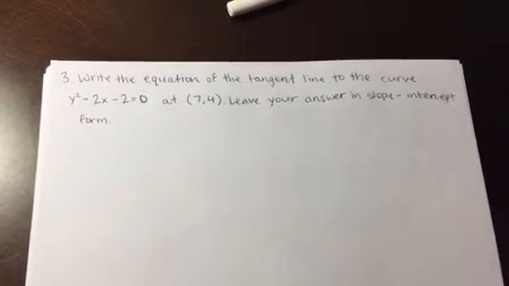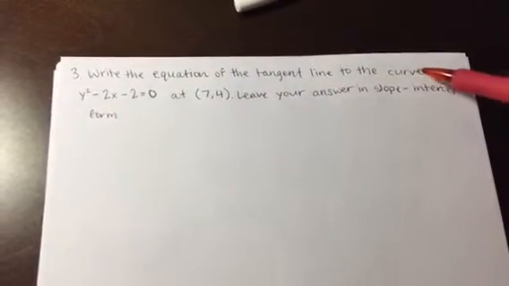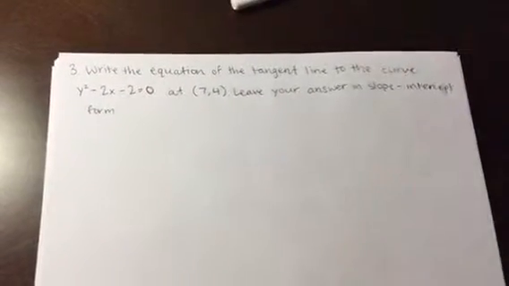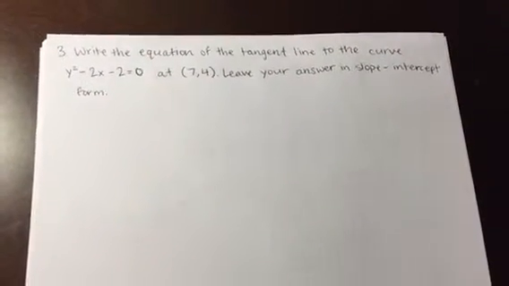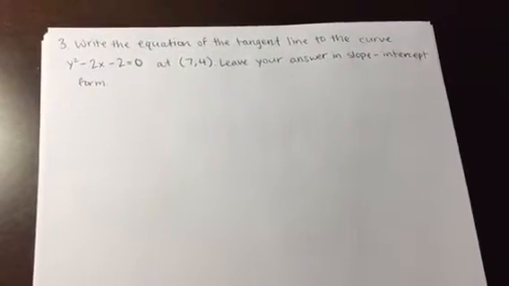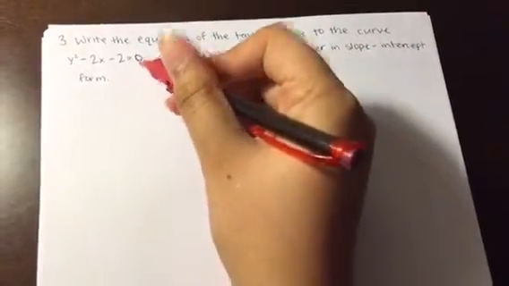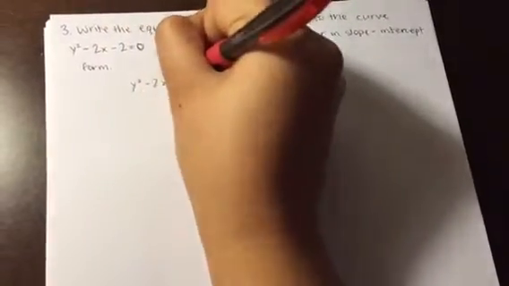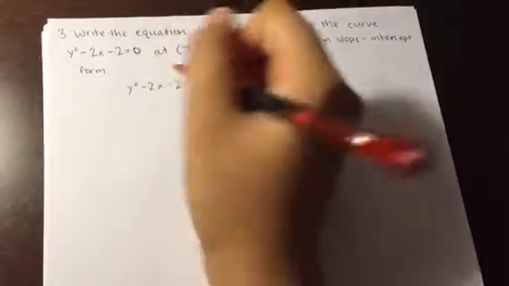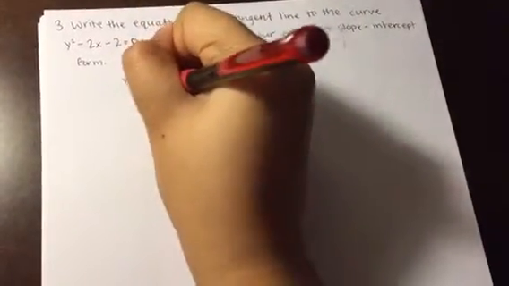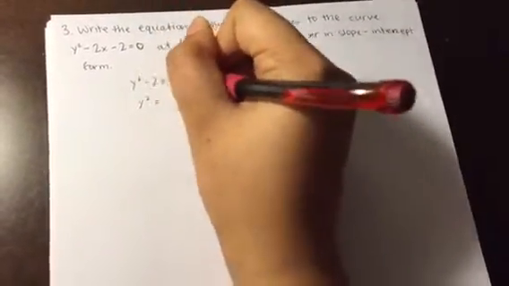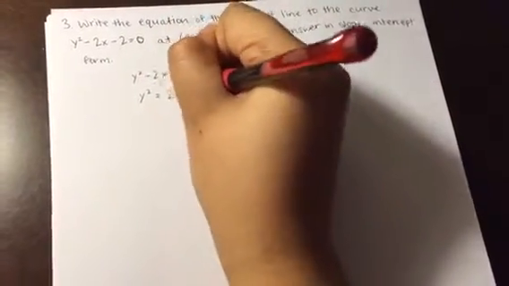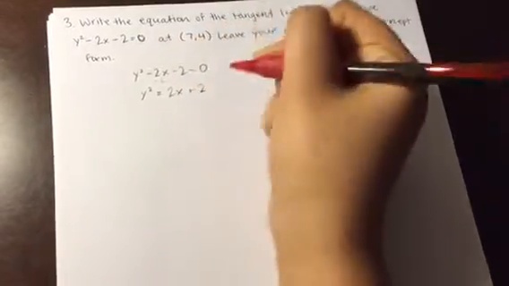For this problem, you have to write the equation of the tangent line to the curve of this equation at this point, and leave your answer in slope-intercept form. So you start out by taking the derivative of this equation. Right now in this form, we have to get it so that it's y equals to make it easier. So you move everything over so it's y squared equals, and then you add all of this to the other side, so 2x plus 2.